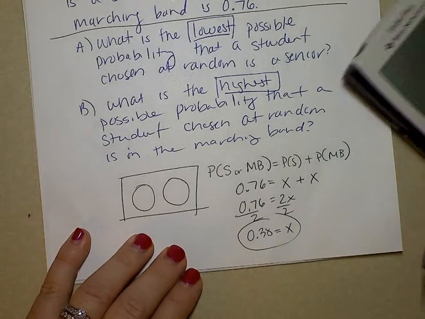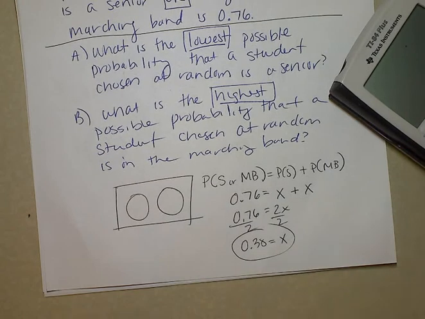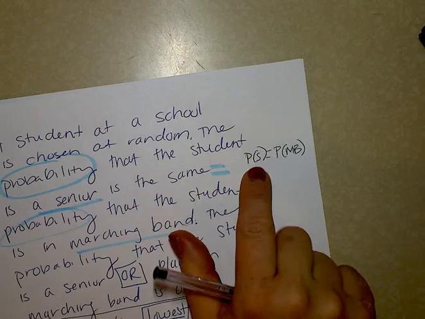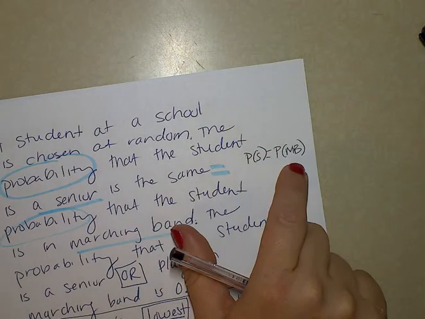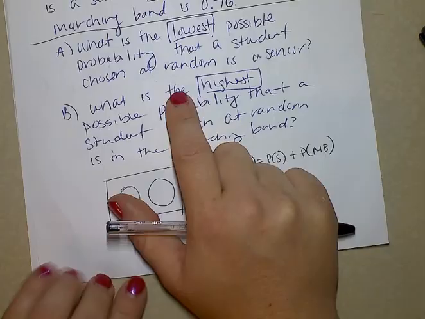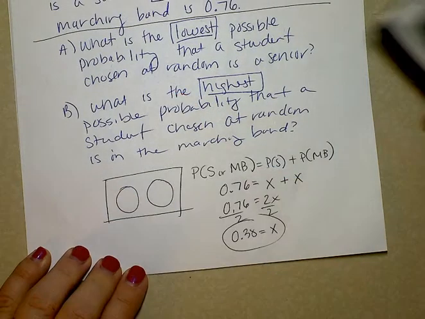So if part A said, what's the lowest possible probability that a student chosen at random is a senior, that's the answer. Or if it said, what is the lowest possible probability that a student chosen at random is in marching band, that is also the same answer. Why is it the same for both? Because they're equal. Okay? Turn to your partner to make sure they understand the first before we do a second.